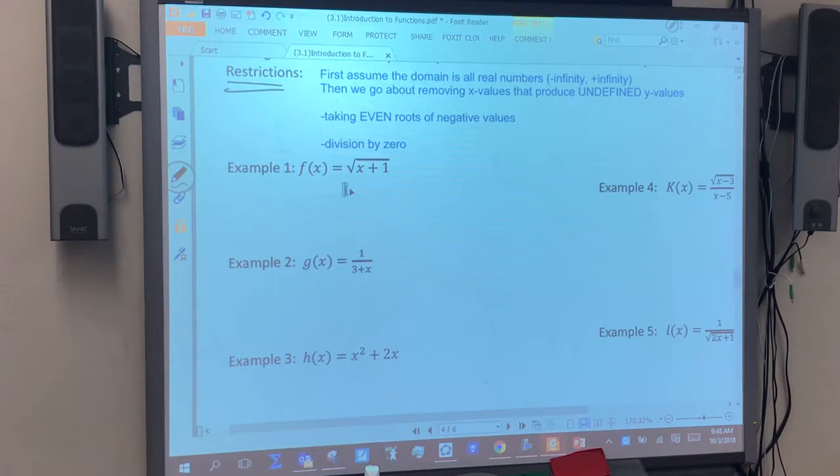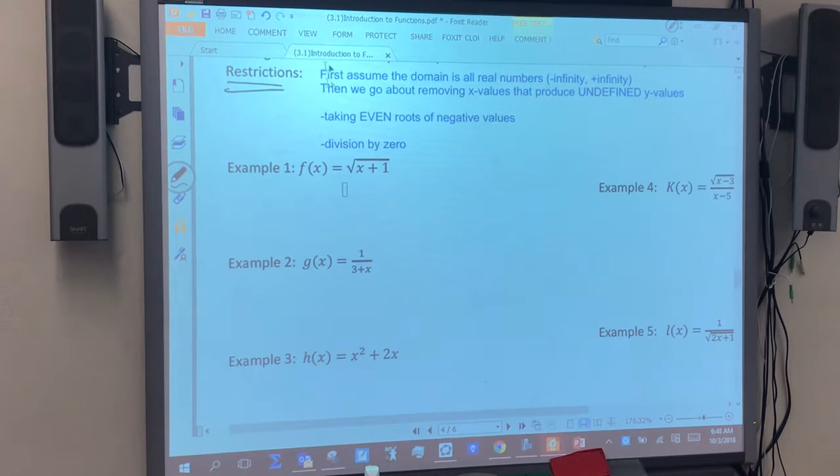Does anything to the right of negative 1 work? Does 0 work? Does 1 work? Does 2 work? Okay, and I'm usually using integers here, but does 0.5 work? Okay, does negative 0.999999999 work? Yeah, okay, so it gives me a positive number under that root. So that's what we're looking for.